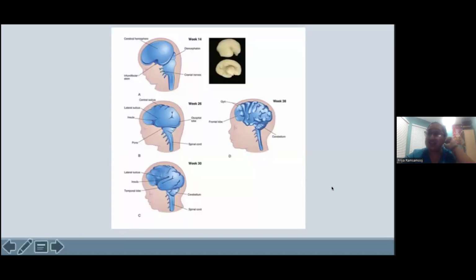So these are just sketches of lateral views of the left cerebral hemisphere, your diencephalon, and your brainstem. And what this really is to show you is the development. Basically, picture A would have been in a fetus at 14 weeks, B at 26 weeks, C at 30 weeks, and then D at 38 weeks. And what that shows you is the actual surface of the cerebral hemisphere forming these convolutions, as well as the grooves, your sulci and your gyri.